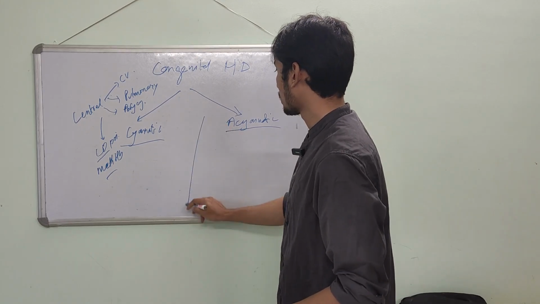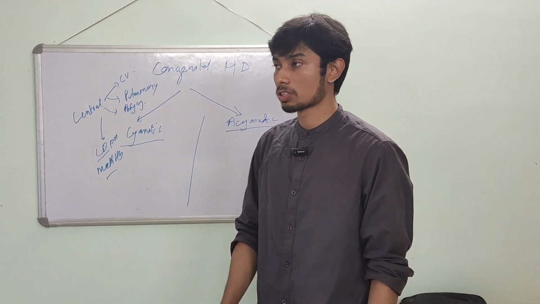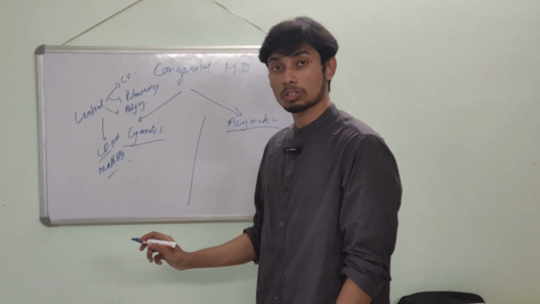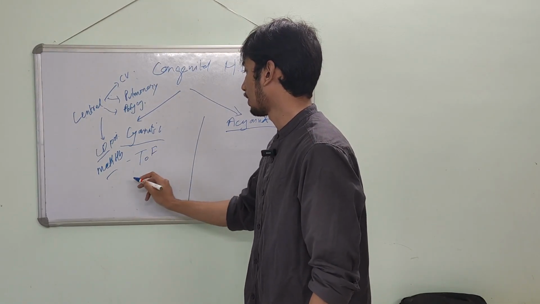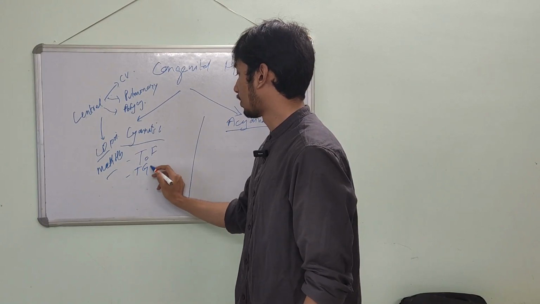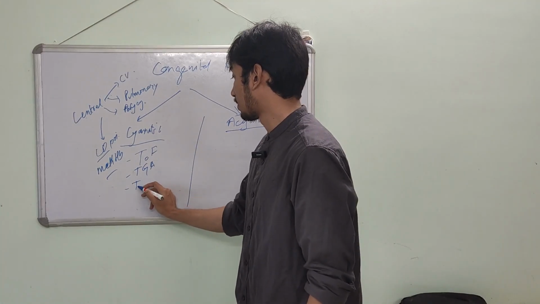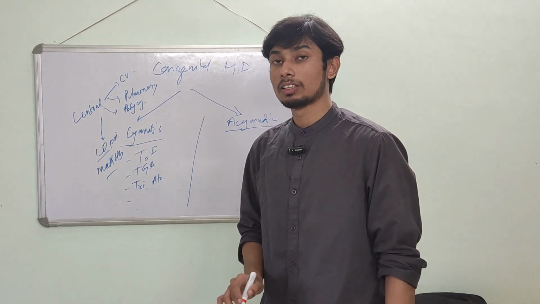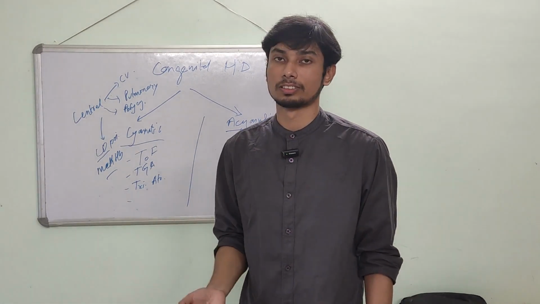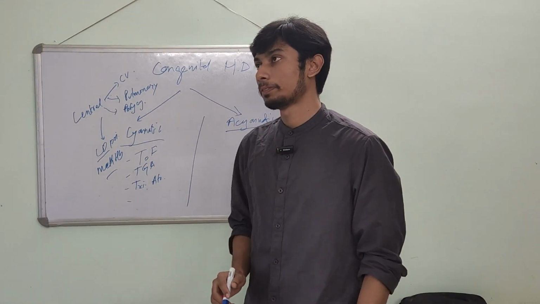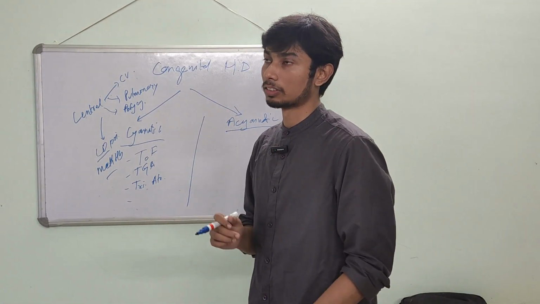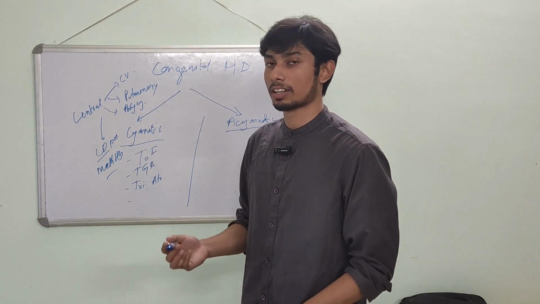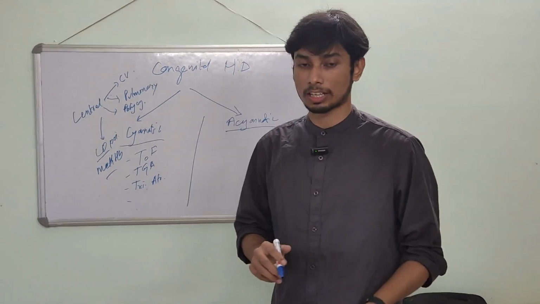Now coming to cyanotic and acyanotic heart disease, what are the most common causes? For cyanotic heart disease, the most common cause is tetralogy of Fallot. There may be transposition of great arteries, tricuspid atresia, double outlet right ventricle, single ventricle, or persistent truncus arteriosus. These are the main causes of cyanotic heart disease.